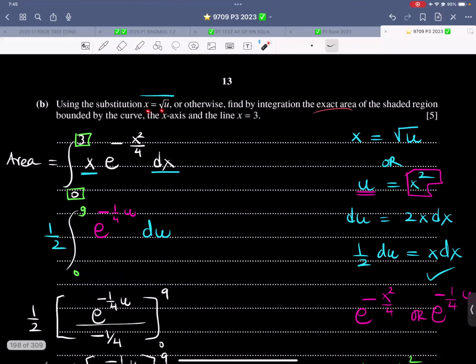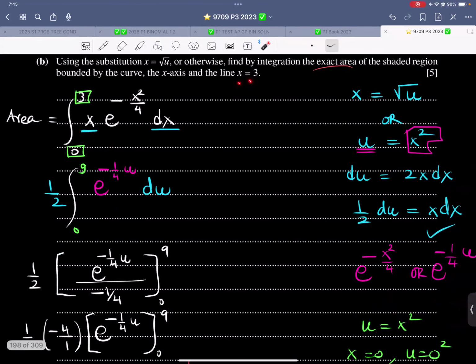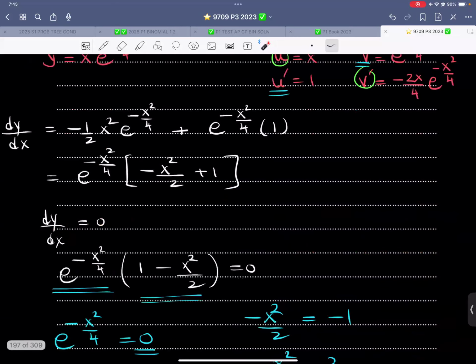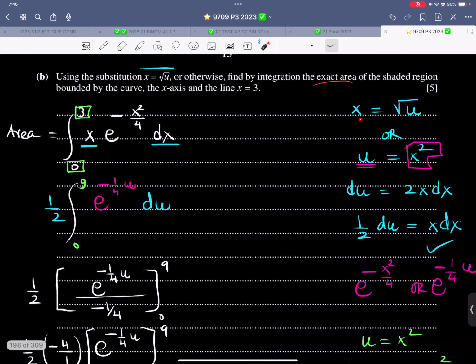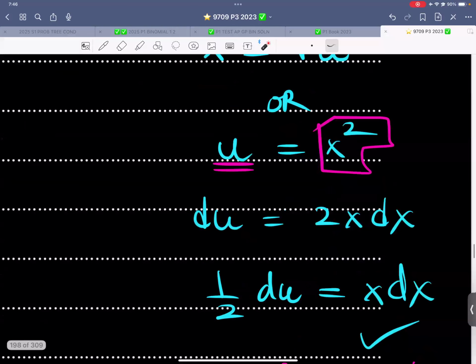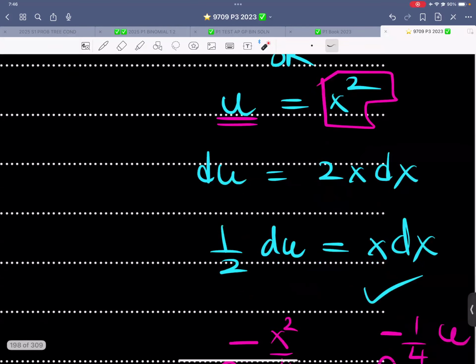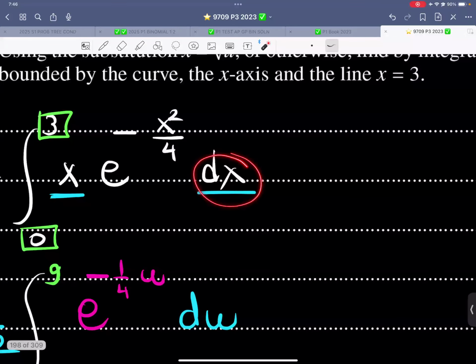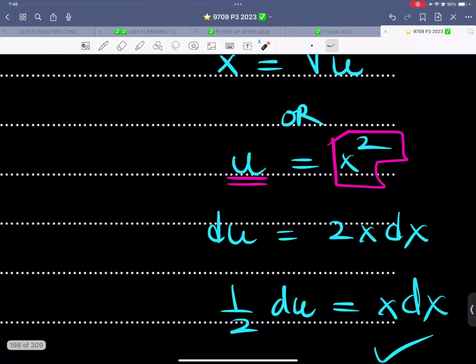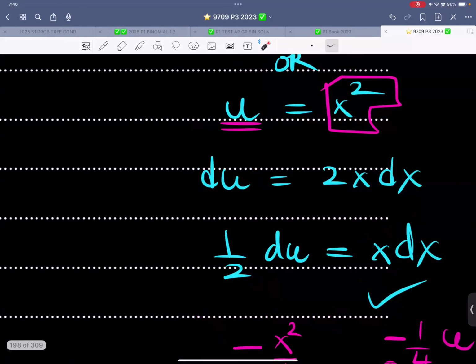Use the substitution. x is root u, or otherwise, I think we will just use the substitution. Find by integration the exact area between 0 and 3. So this is 0, this is 3. You're looking for this area. x is root u, just like what we have done in class. x is root u, or u is x squared. du is 2x dx. If you are changing dx and you also have x, so x dx is half du.